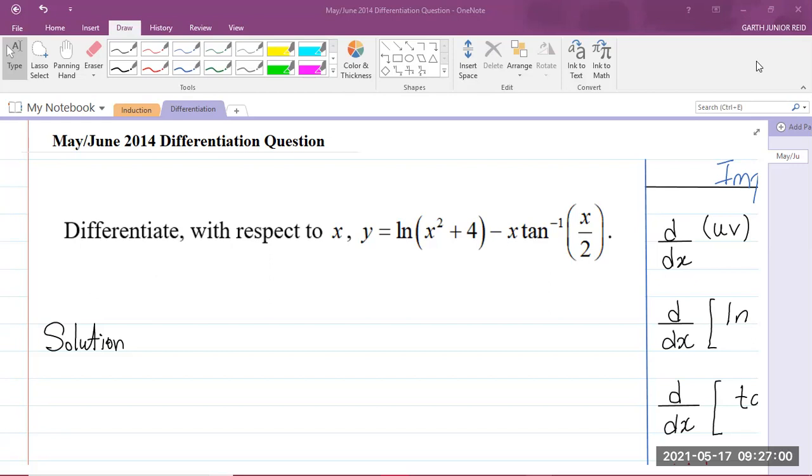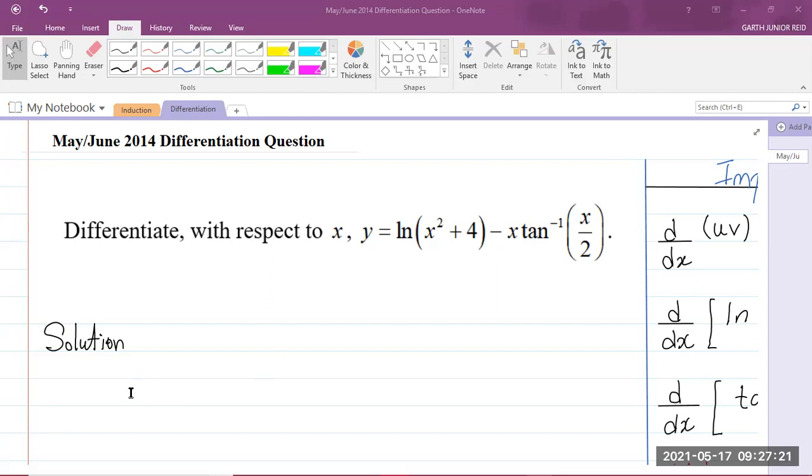We're gonna do a CAPE Pure Mathematics Unit 2 question. Module 1 question, which is complex numbers and calculus 2. This is from the May/June 2014 past paper. It says we are to differentiate with respect to x, y is equal to the ln of x squared plus 4 minus x times the tan inverse of x over 2.